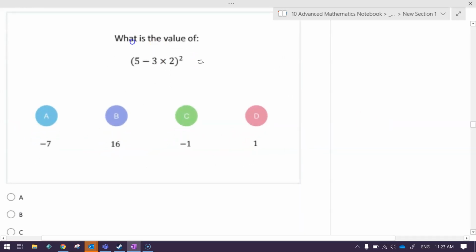Order of operations is important here. 5 minus 3 times 2 all squared. That should be 5 minus 3 times 2 is 6, all squared. 5 minus 6 is negative 1. When I square negative 1, D is equal to 1.